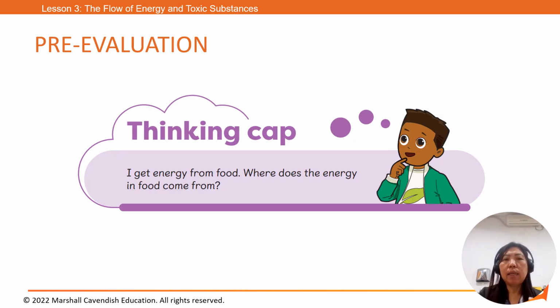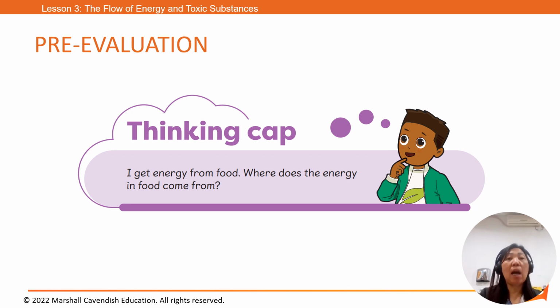Now, let's continue by opening your book first. Don't forget to open page 58 of your student's book. Now, let's think for a while. I get energy from food. So where does the energy in food come from? So please remember that living things get their energy from food. So where does the energy in our food come from?